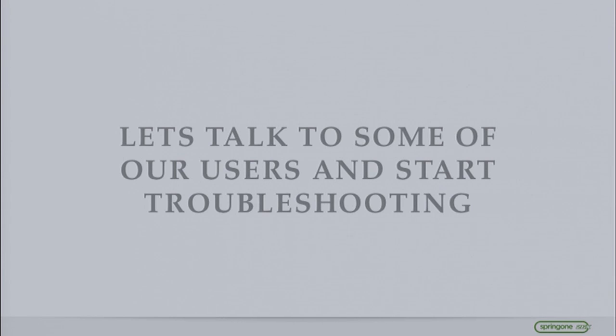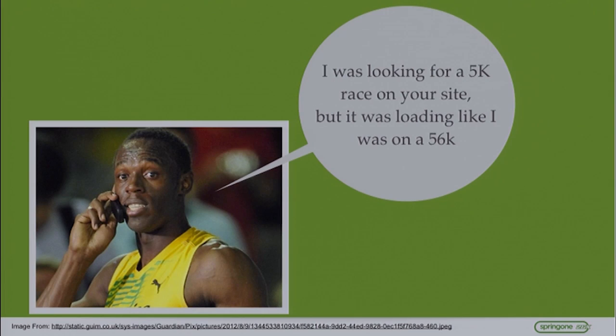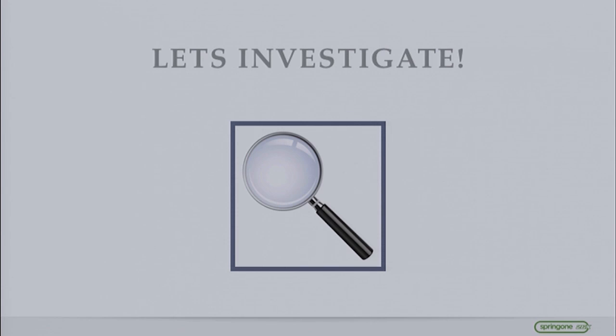All right, I think we're ready to talk to some of our end users and start troubleshooting now. So first, does anyone know who this is? Says right on his shirt, it's Usain Bolt, 6-time Olympic champion. Well, he was on the phone the other day, and he was complaining that he couldn't access any 5Ks on the site. So we better go investigate.